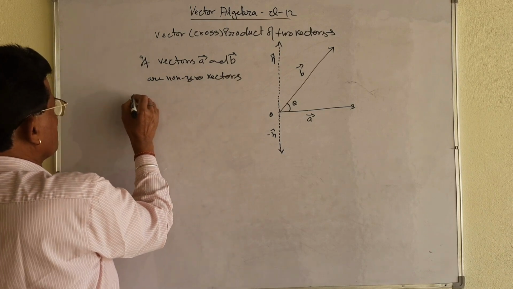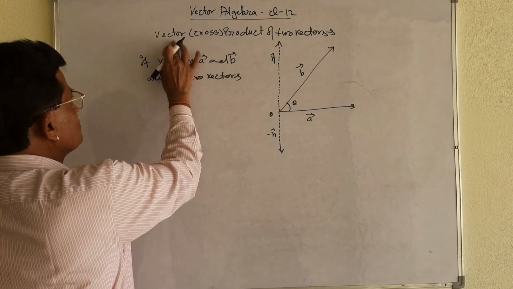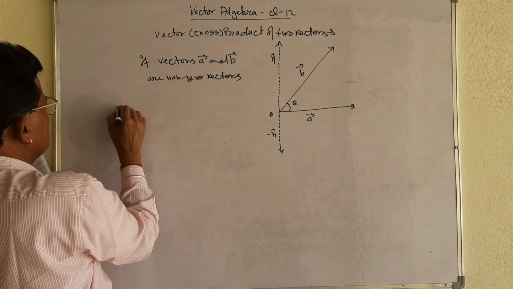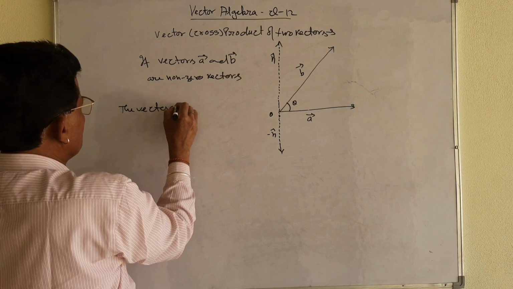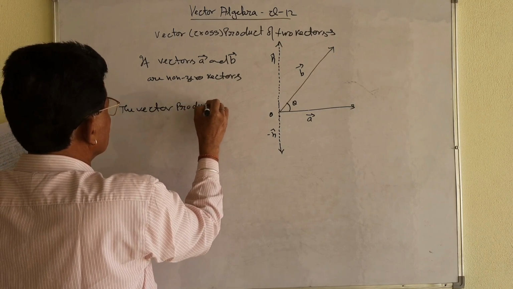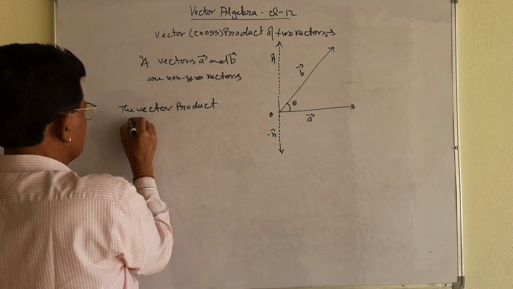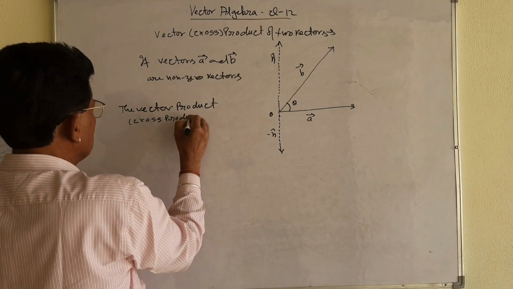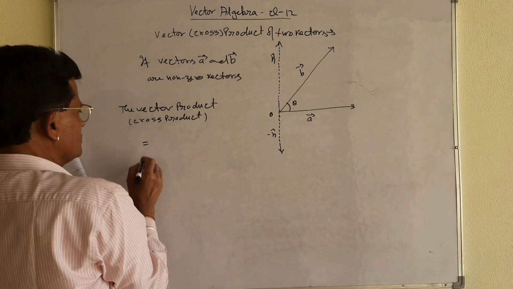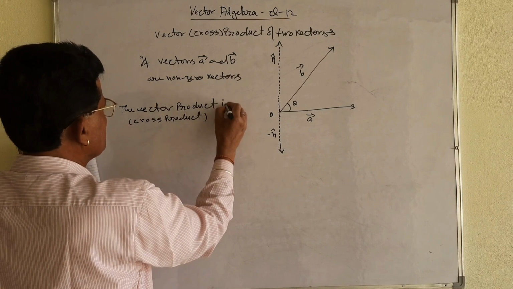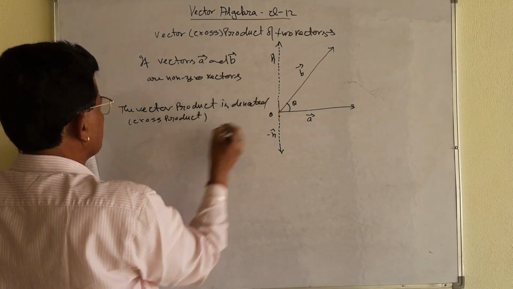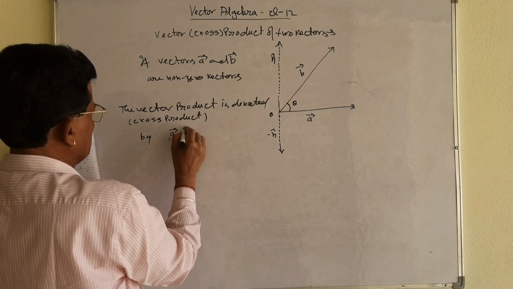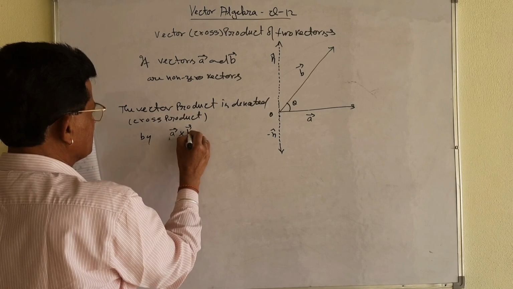And the dot product, cross product, actually the vector product, is denoted by the vector product, or you can say the cross product. Both things you must keep in mind. Cross product, both are the same. The cross product is denoted by A cross B, vector A cross vector B. Okay, let me take its value.